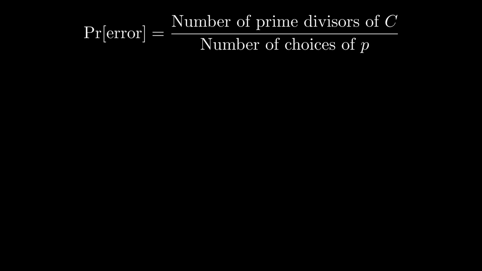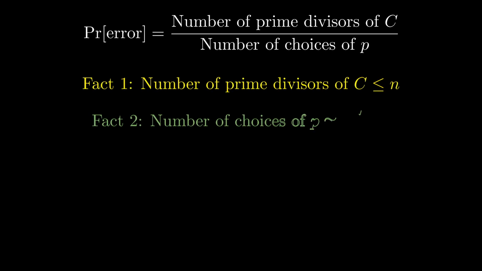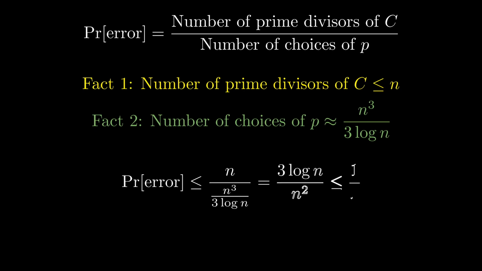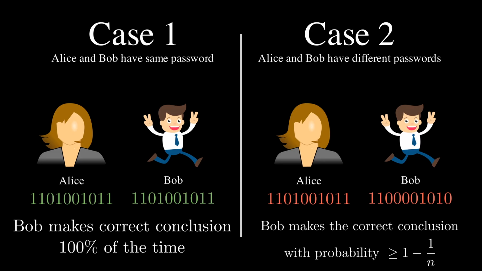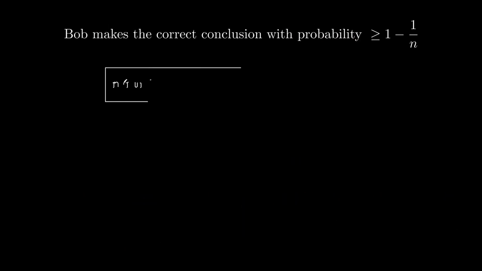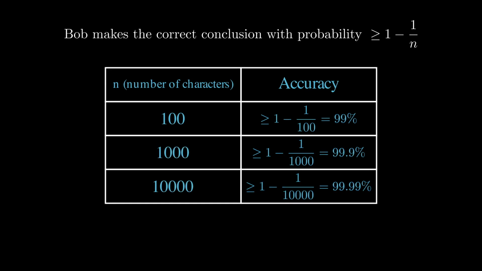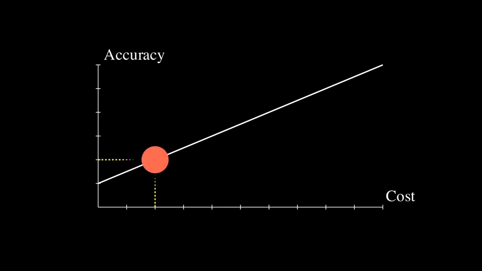Combining the results we just obtained, we can simplify our probability and upper bound it at 1 over n. Thus, in this case, Bob only makes an incorrect conclusion with probability less than or equal to 1 over n. Or equivalently, he concludes correctly with probability greater than or equal to 1 minus 1 over n. For large values of n, say n greater than 10,000, Bob's success rate is greater than 99.99%. So we've sacrificed a tiny bit of accuracy. For what? Ideally for a reduced amount of communication.